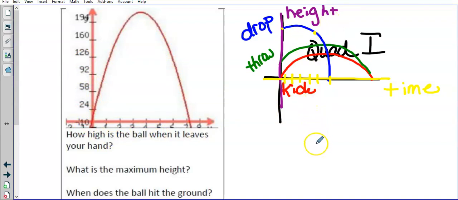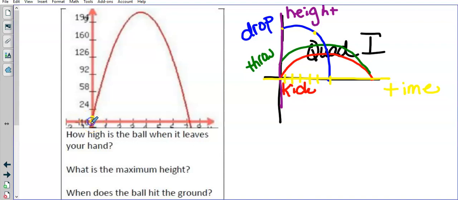And if we have the graph in front of us, it's really a lot easier to look at and to determine those different numbers that they're asking us for. Okay, so let's look at this graph right here. This says, how high is the ball when it leaves your hand? Really hard to tell on this one, but I'm going to estimate somewhere like right here. So really, this is the beginning of the graph. This yellow dot that I just drew right here, that's the beginning of the graph.